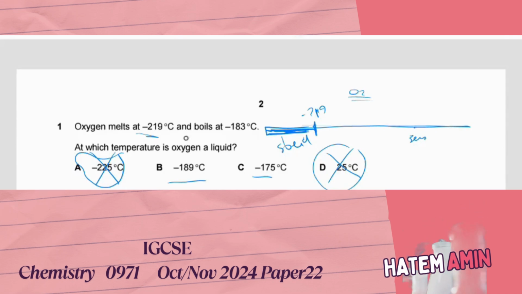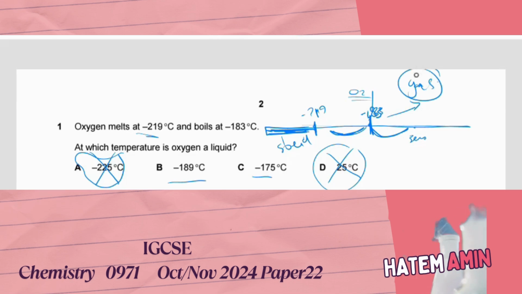He told us here that it boils at minus 183. So if we write here 183, this number is the boiling point. Below this number we are talking about the liquid. Above this number, minus 183, this is the gas. So oxygen starting from minus 183 will be a gas, but below minus 183, in this area, it will be liquid.